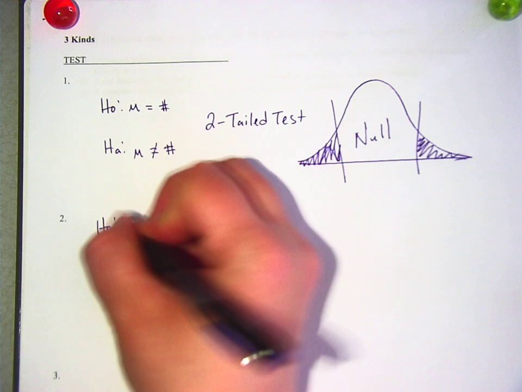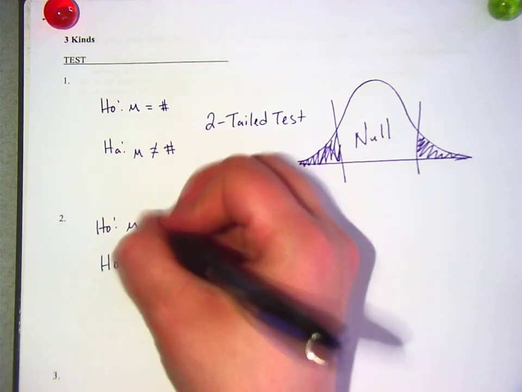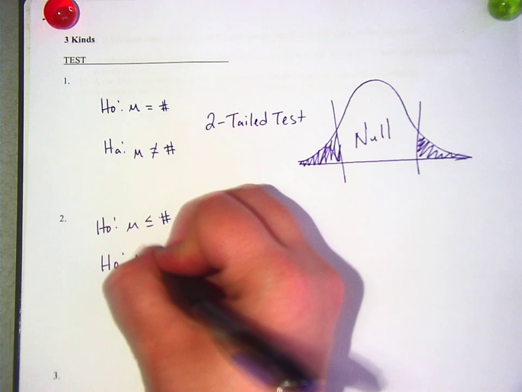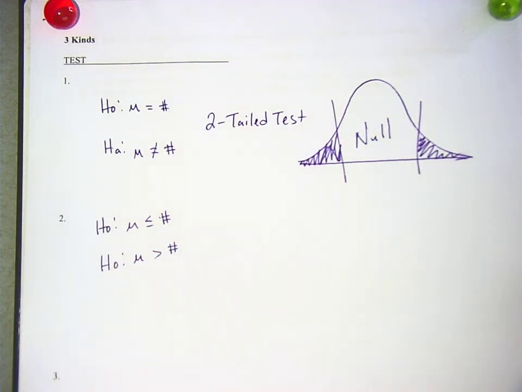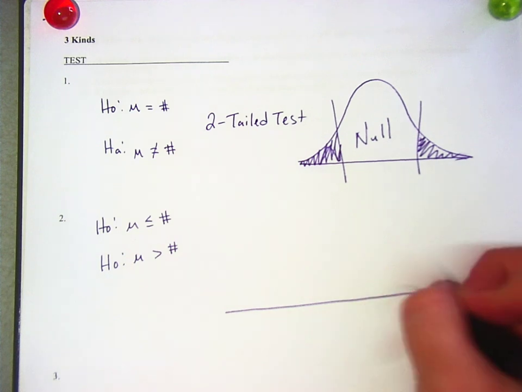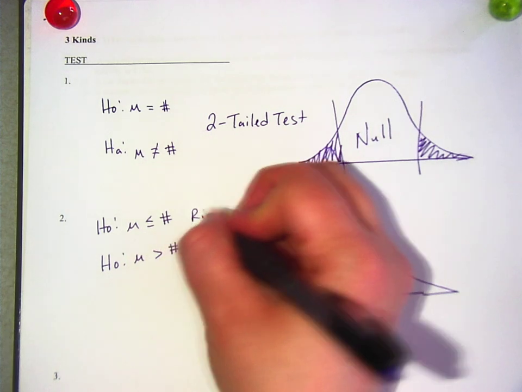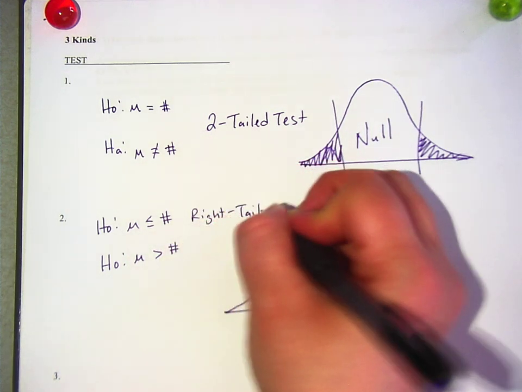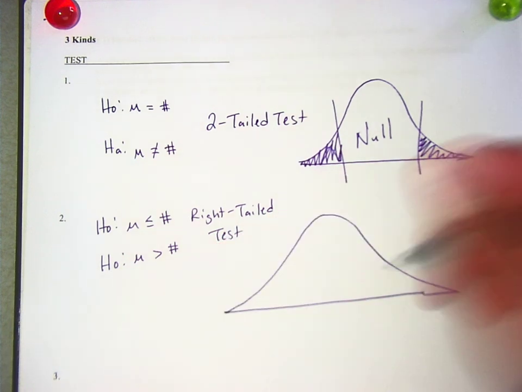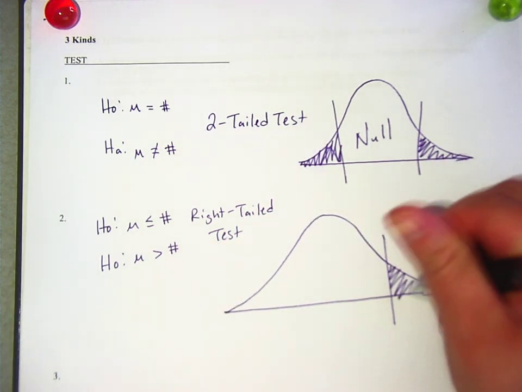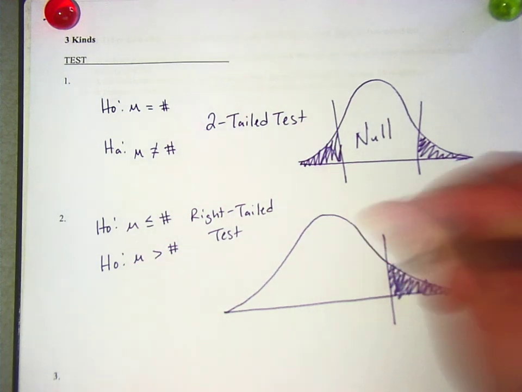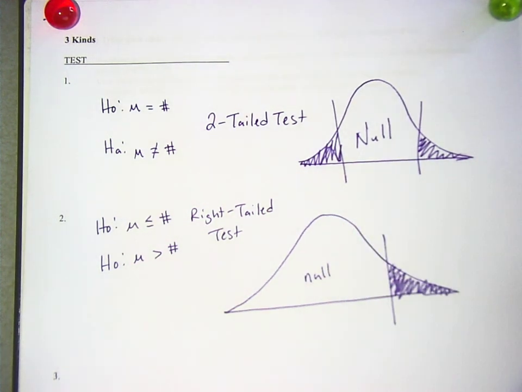Okay, the next one is less than or equal to and greater than. The tail is the alternative. This one's called a right-tailed test. And this one, it's okay to be equal to or less than, but it is not okay to be greater than.